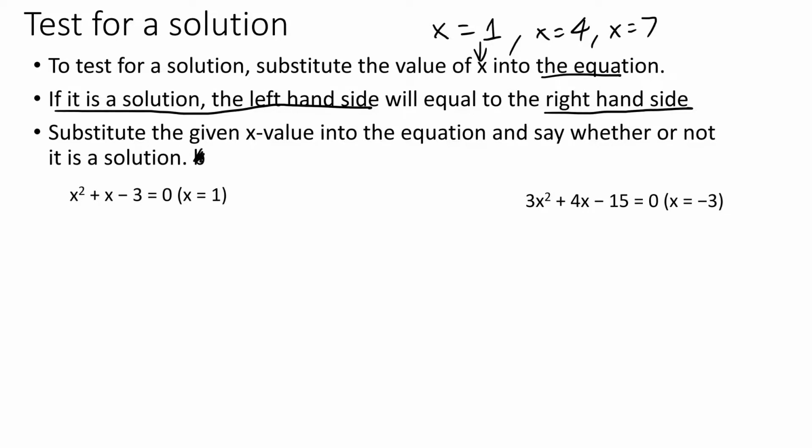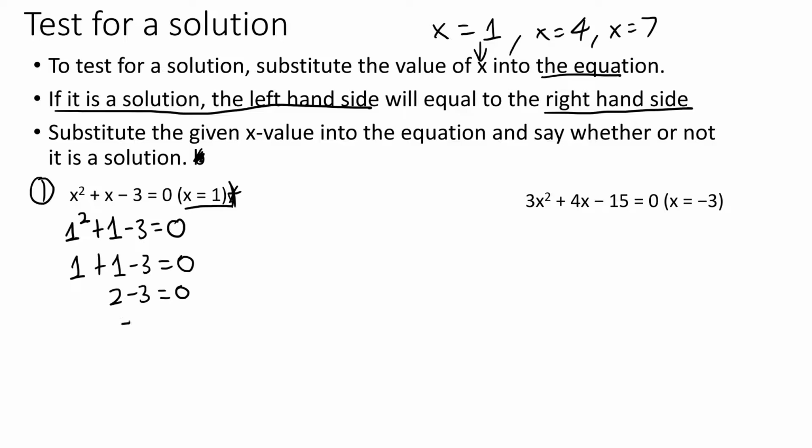So it's correct. So for example, in the first one, your x is equal to 1. You tell by here. They tell you x is 1, so change your x to 1. Everything else stays the same. So the only thing you're changing is the letter x. So 1 squared is 1 plus 1 minus 3 equals to 0. 1 plus 1 is 2.